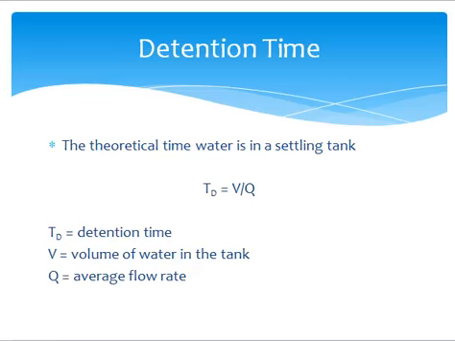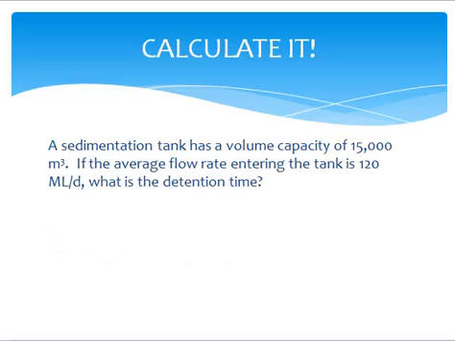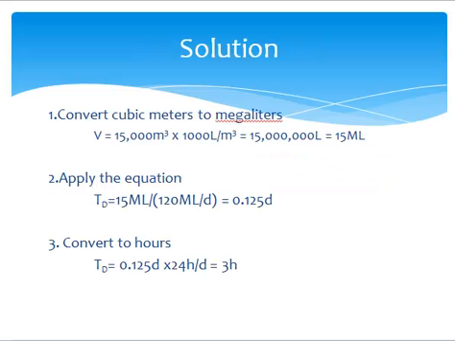In sedimentation, it is important to know the detention time. To calculate the theoretical time water needs to be in a settling tank to allow sedimentation to occur, we can use the formula here, where T is the detention time, V is equal to the volume of water in the tank, and Q is the average flow rate. Take a minute, pause this video, and work the problem on your screen. If you need to pause the screen again, do so now and check your work.